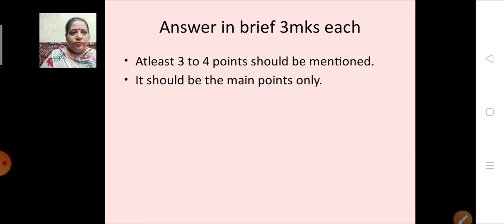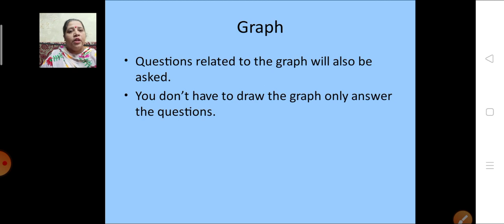Okay children. Now the next one, graph. Already I have explained to you the graph. Now here you don't have to draw the graph. Only questions related to the graph will be asked, and you have to answer those questions. As you have only one graph, you know what type of graph and what type of question will be asked. So I have not given you the revision of this graph.